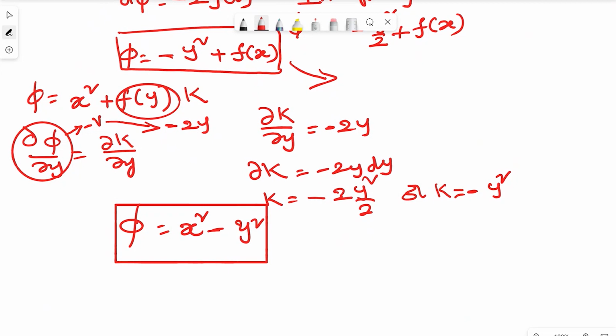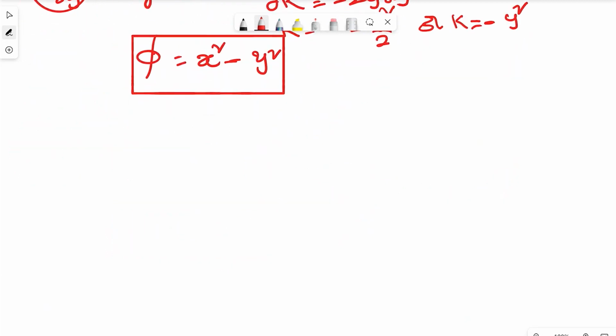You can take some more problems also. My request to you is, I will give you one problem. Try to solve this problem immediately after going through this class.